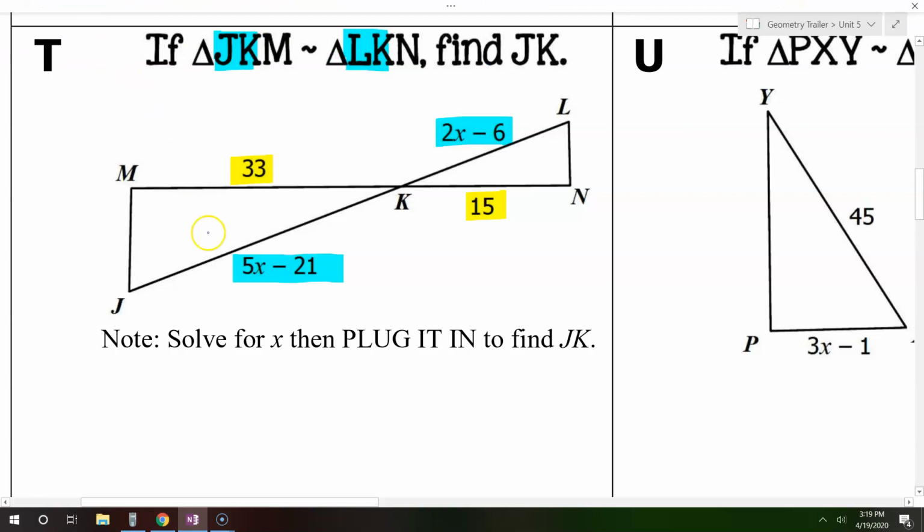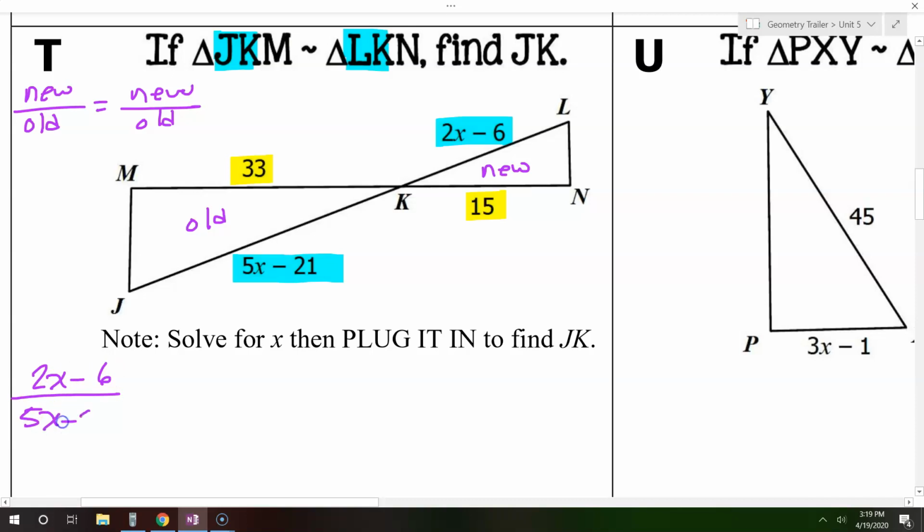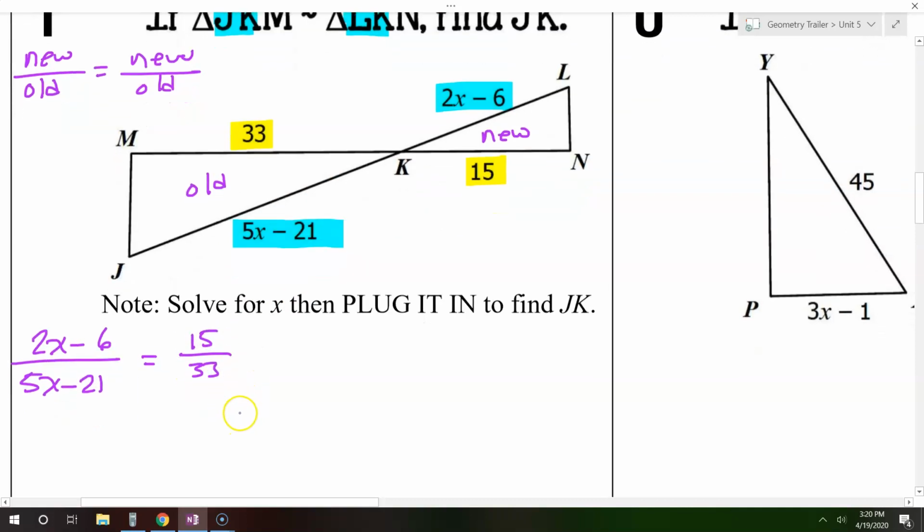Now, label one triangle as new and label one triangle as old. Doesn't matter which one is which. Just make sure when you make your equation, you write new over old equals new over old. Okay, look at the blues. If I do new over old, that's going to be 2x minus 6 over 5x minus 21. Look at the yellows. New over old would be 15 over 33.